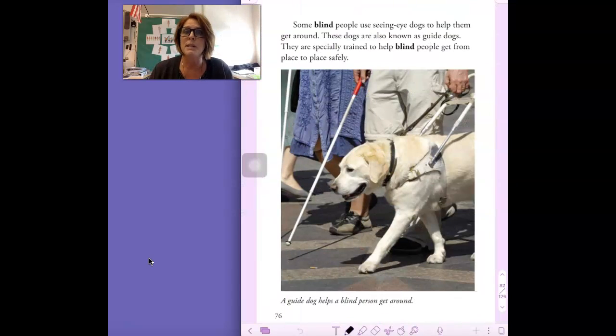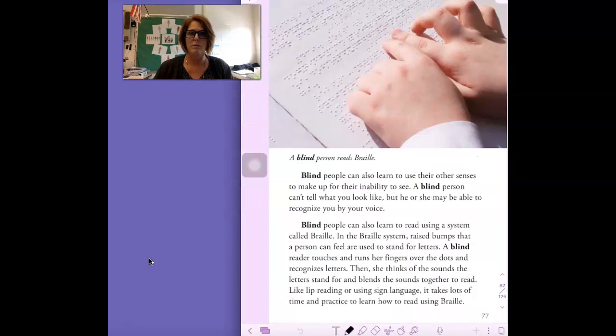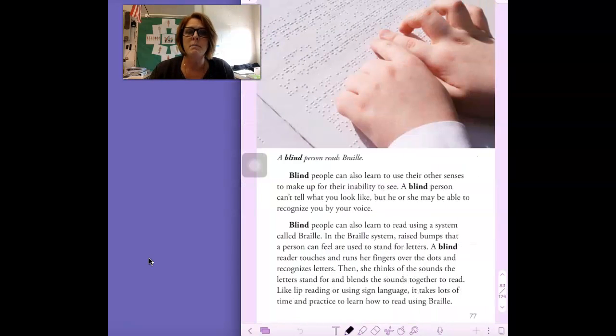Some blind people use seeing eye dogs to help them get around. These dogs are also known as guide dogs. They are specially trained to help blind people get from place to place safely. Blind people can also learn to use their other senses to make up for their inability to see.